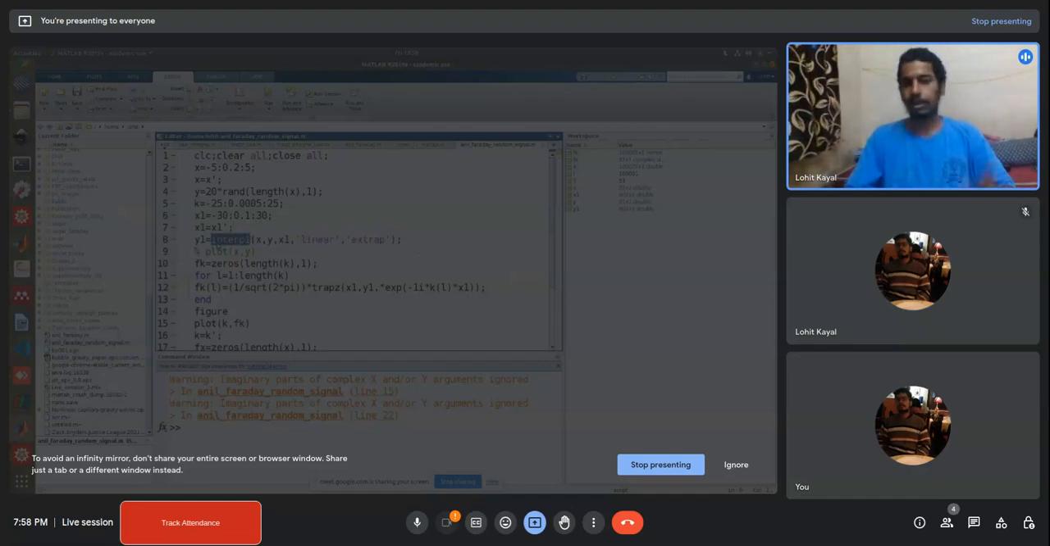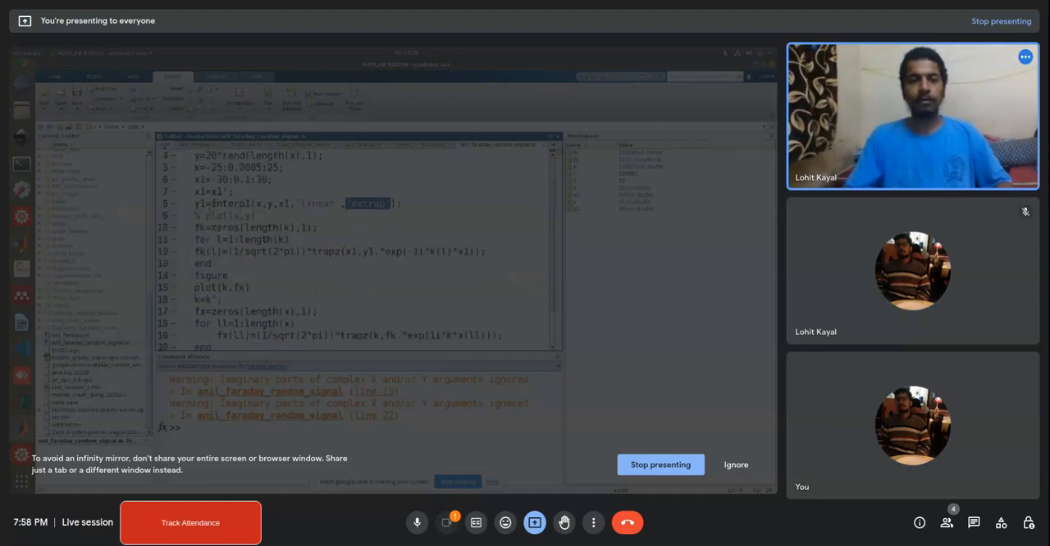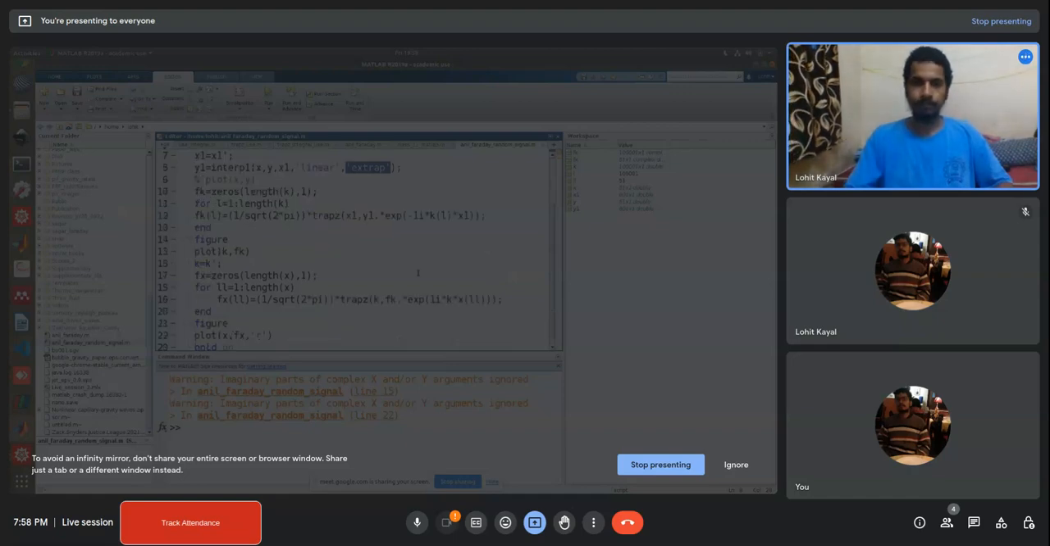I have already told the use of this while discussing the interpolation. Here I am using this command extrap. This is the extrapolation, so it will fit your data accordingly. Now I will work with x1 and y1.